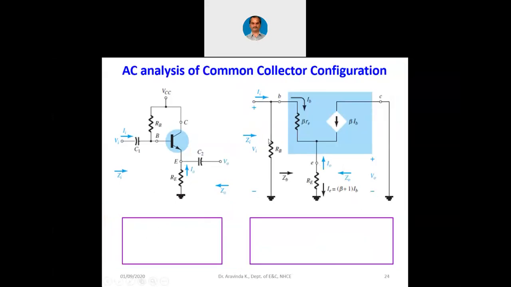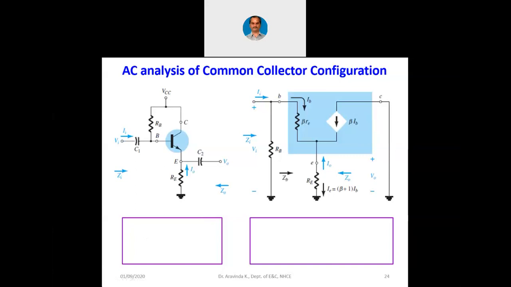We are going now to the analysis of the common collector configuration. You can see on the slide now, this is the analysis of common collector configuration. In the common emitter configuration, we discussed only two: base bias and voltage divider bias. We need not discuss emitter bias because it is the same as the base bias as far as AC analysis is concerned. Now, this common collector also we had discussed earlier, and we had done only the DC analysis.